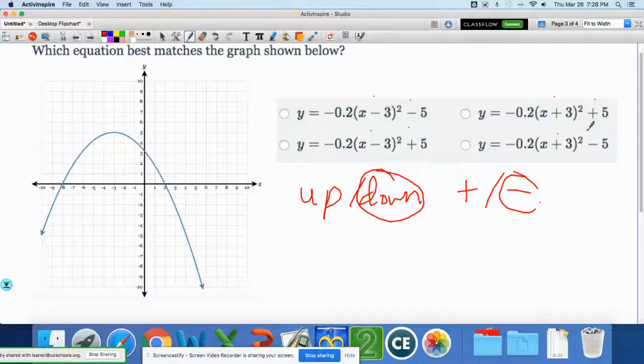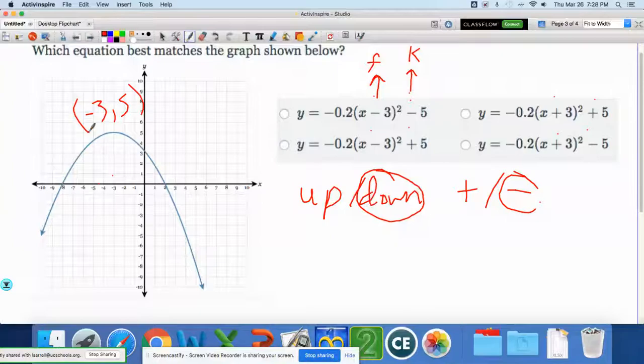And you have to remember something very special here. Remember that we always flip the number inside to get the vertex, and we keep the number outside. So it's almost helpful to build these equations yourself a little bit. Well, where is the vertex? It's at -3, 1, 2, 3, 4, 5. It is at (-3, 5).